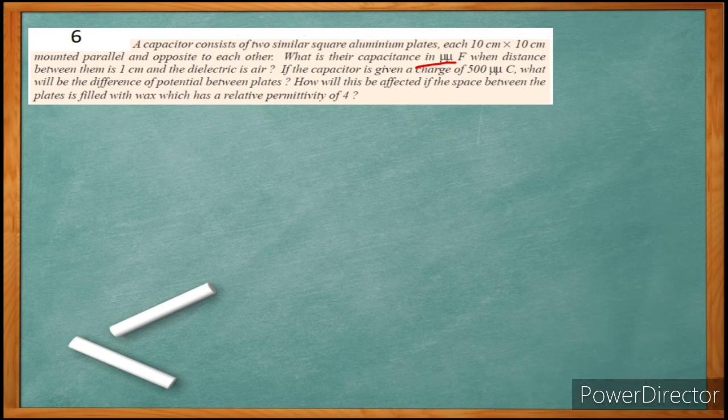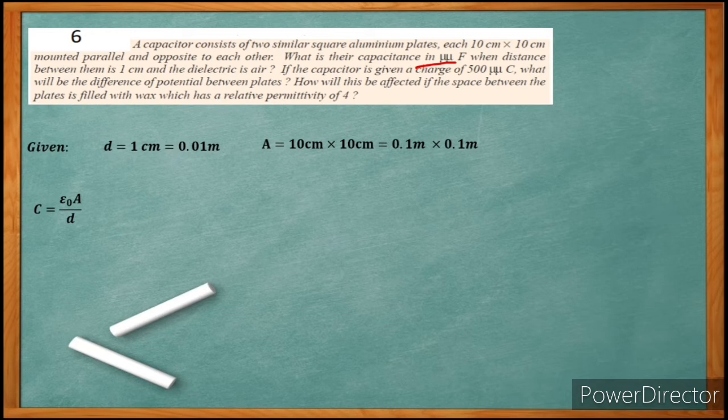So now let's proceed to the given. The given distance of 1 centimeter, convert that one into meter, so that will become 0.01 meter. And the area is also in centimeter, convert that one into meter, so 0.1 meter by 0.1 meter. Since we have the given area and distance, we will use the formula for the capacitance, which is C is equal to absolute permittivity times area over the distance.